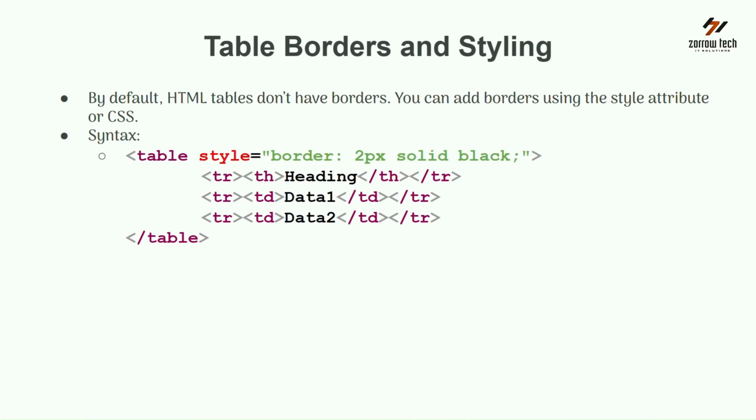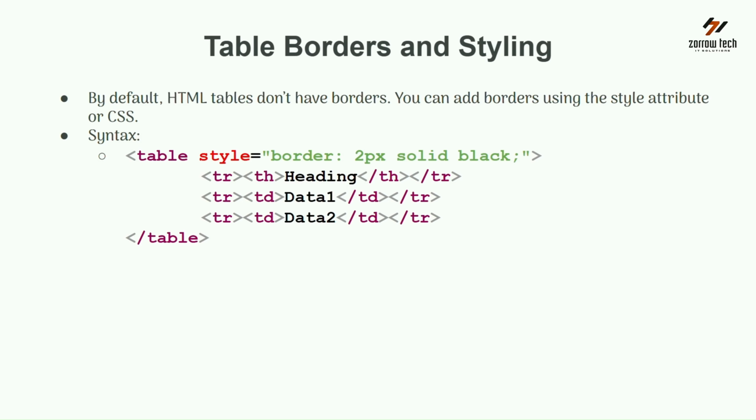Table borders and styling. By default, HTML tables don't have borders. You can add borders using the style attribute or CSS. Here's how it works. You add the style attribute to the table tag. Inside the style attribute, you set the border property to add borders. For example, you can add a border to the table and its cells using the style attribute.